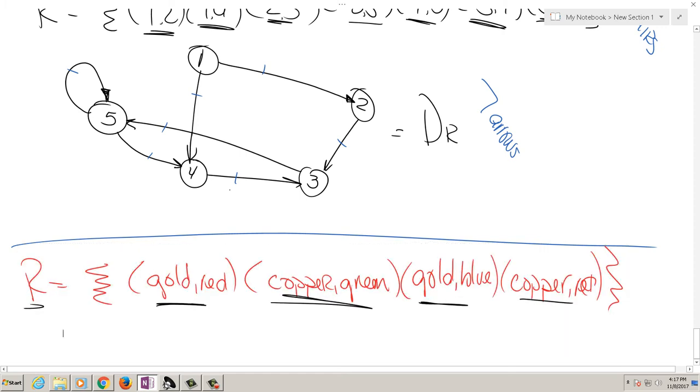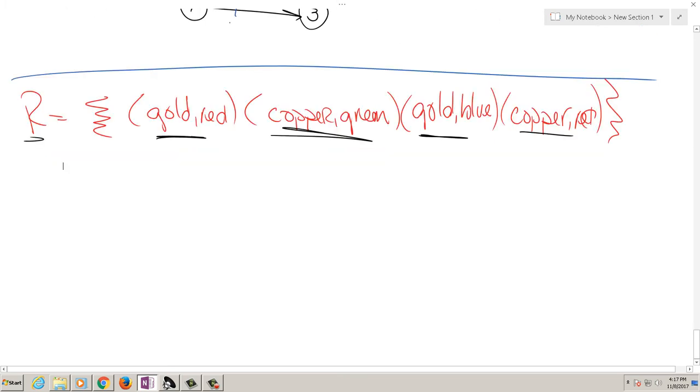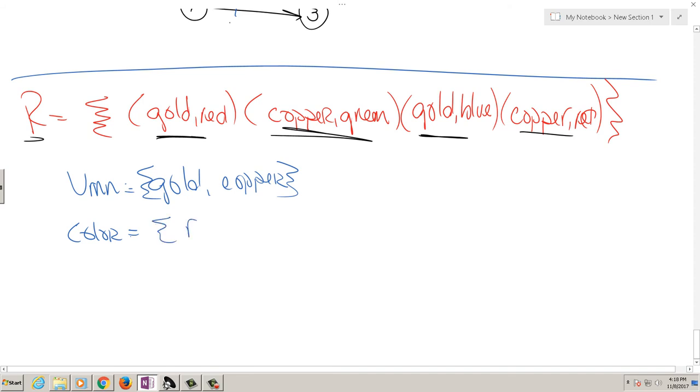I'm going to have to remind myself what the original sets were, mainly because that's the nodes that I'm going to have to write. If the urns was made up of, it looks like gold and copper, it was the set that contained gold and copper, and we had a set called color, which was made up of red, green, and blue. And then we have a relation that is defined over urns by colors.